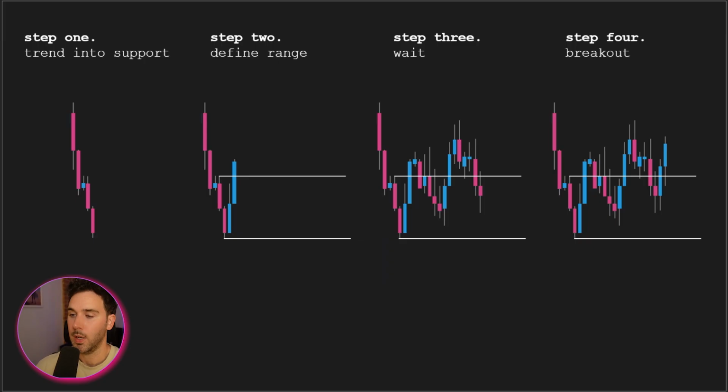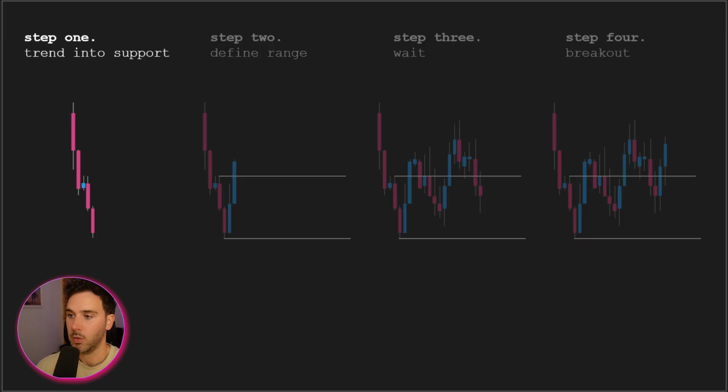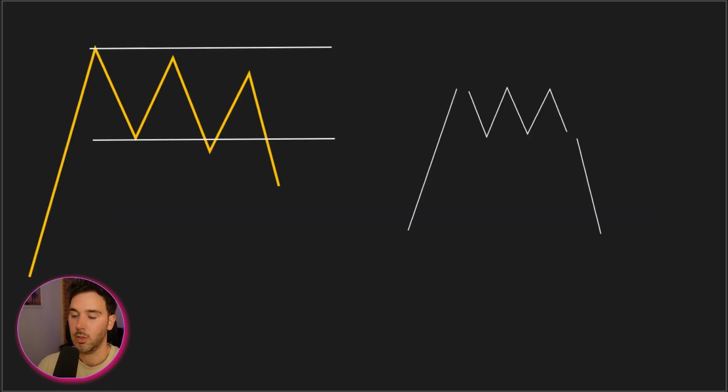So what we're looking at is a downtrend into support. We have step 2, which is to define our range. Step 3 is waiting for the price action to tell us what it's going to do. And this is in a series of higher lows and higher highs, and then we look to step 4 to trade the breakout. And then just for the sake of adding shorts into the argument as well, we're going to focus on longs, but this will be covered more at the end of the video.